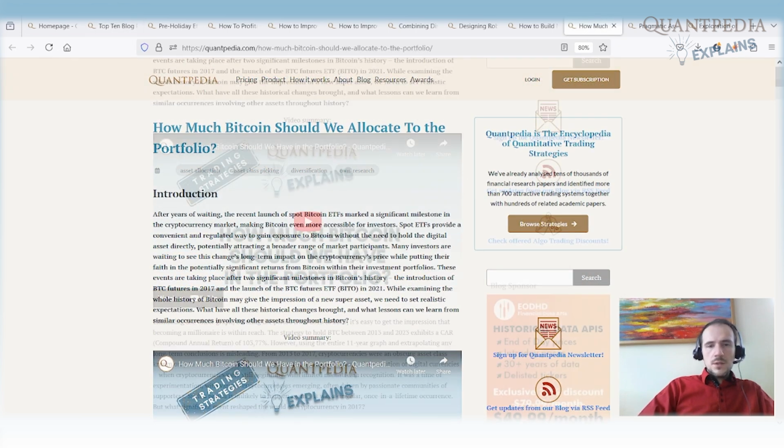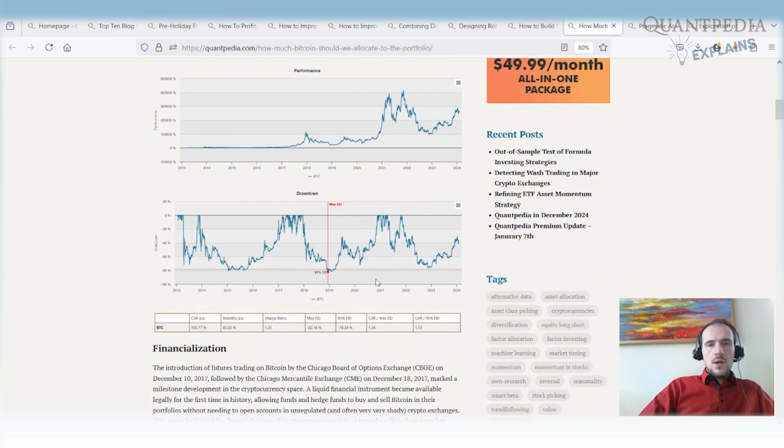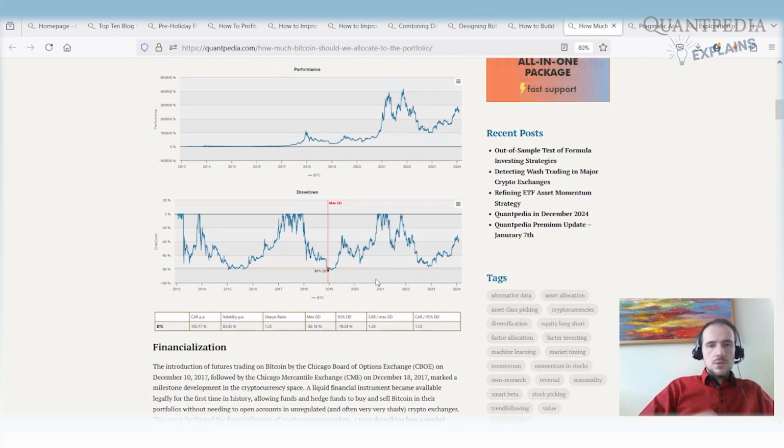So we ran an analysis. The analysis was built on the idea that we can split the whole history of Bitcoin into in-sample and out-of-sample, or pre-financialization and after financialization. What does it mean? Before approximately 2019, Bitcoin was an alternative asset, very hard to buy, with significant barriers for funds to invest, etc.